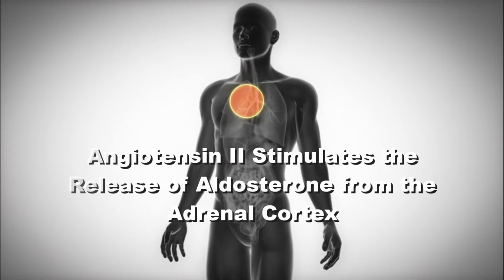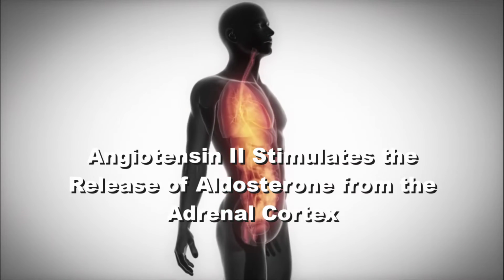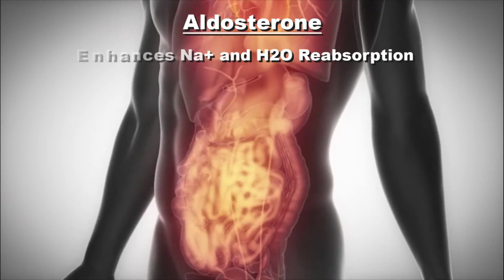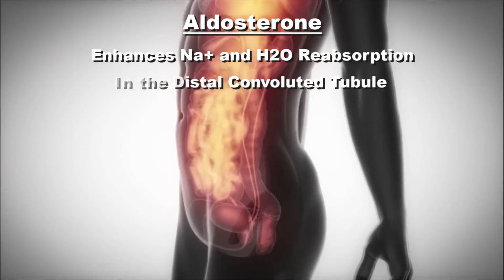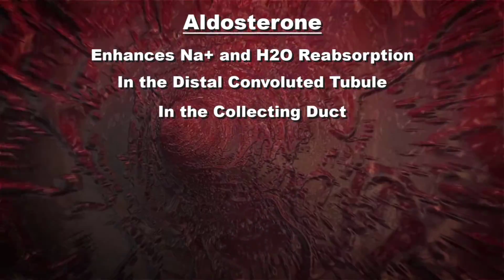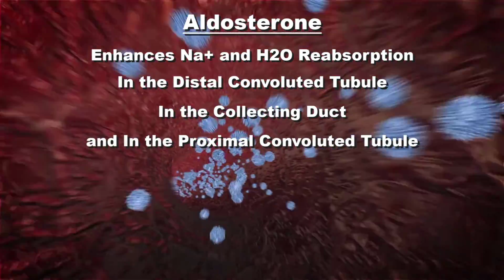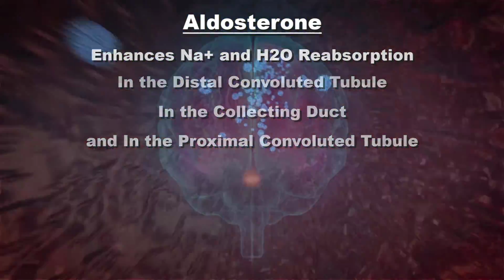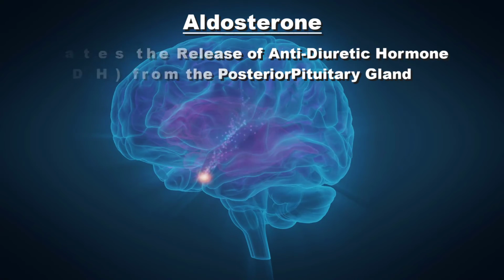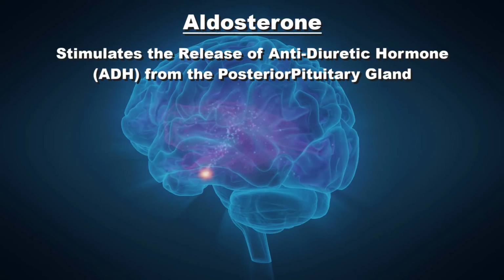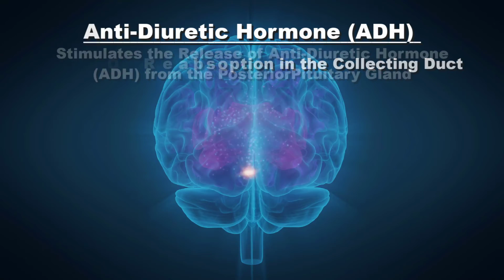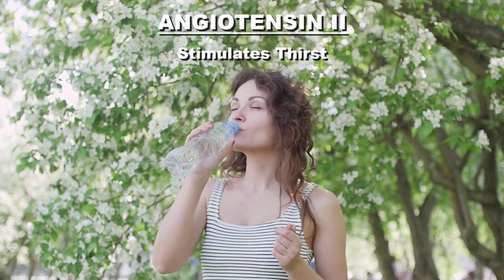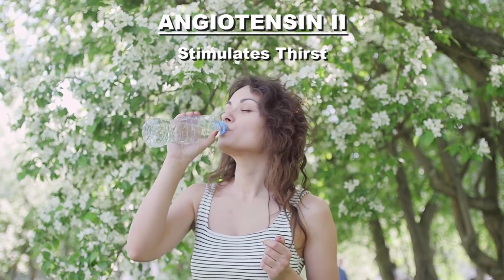Angiotensin 2 stimulates the adrenal cortex to secrete aldosterone. Aldosterone promotes sodium and water reabsorption by the distal convoluted tubule and collecting duct. Angiotensin 2 also directly stimulates sodium and water reabsorption in the proximal convoluted tubule. It stimulates the posterior pituitary gland to secrete antidiuretic hormone, which promotes water reabsorption by the collecting duct. Angiotensin 2 stimulates a sense of thirst and encourages water intake.